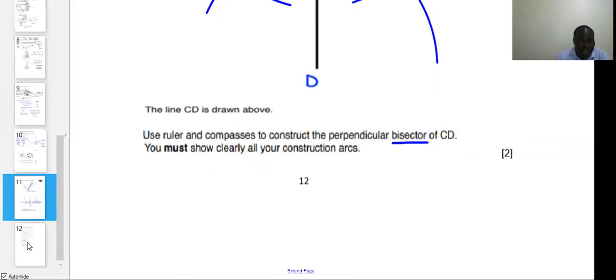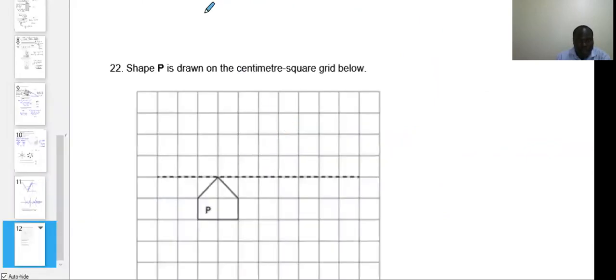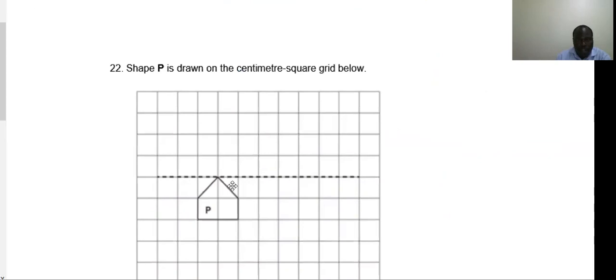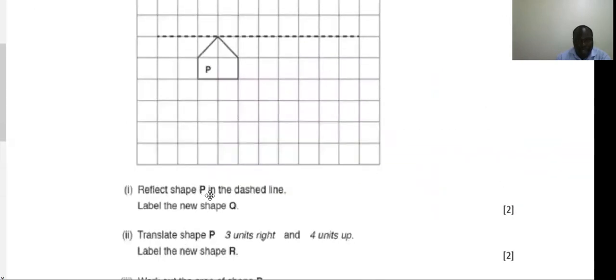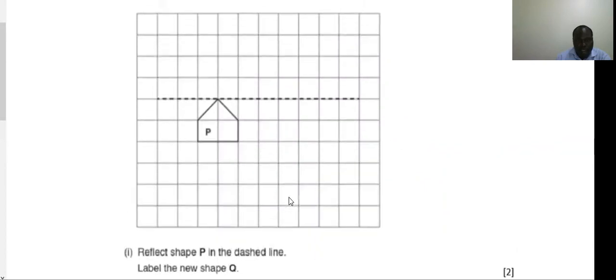Let me see if I've got the last question. Okay, this will be the last question. Reflect shape P in the dashed line. Okay, reflect shape P in the dashed line. Okay, this is easy.